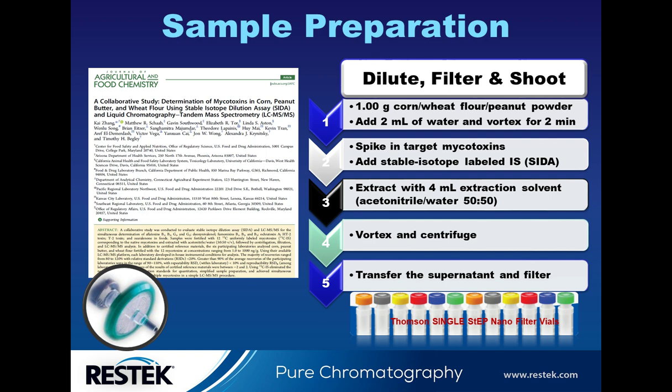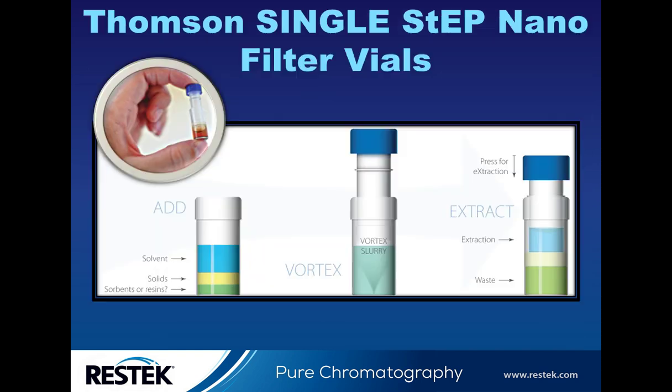Then transfer the top layer or supernatant to the filter. Here, we use something slightly different from Kai Zhang's paper. We use the Thomson single-step filter vial, including the syringe vial. In this case, it's easy and saves you time. Just in case you're not familiar with this Thomson vial, I can briefly explain how it works.